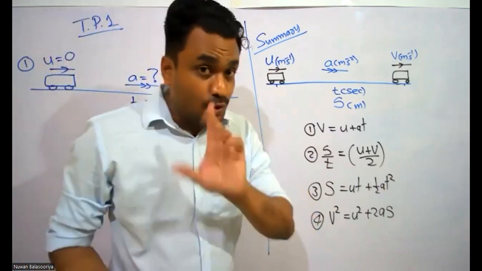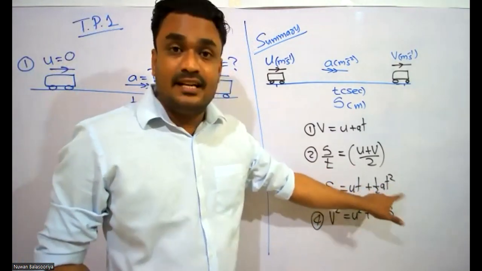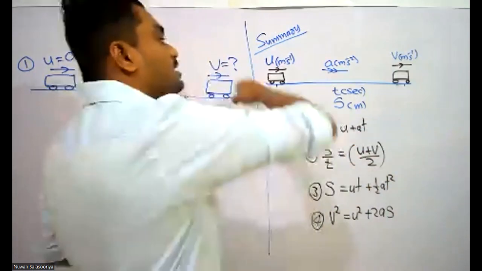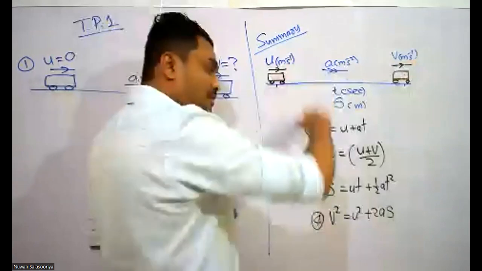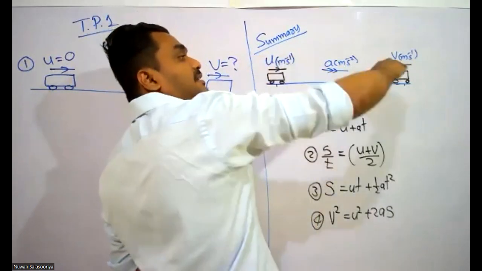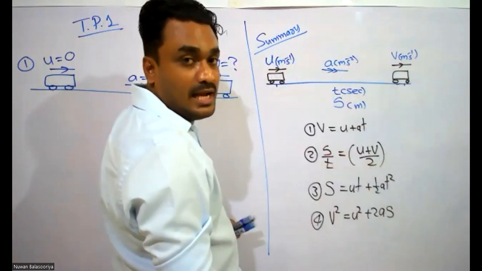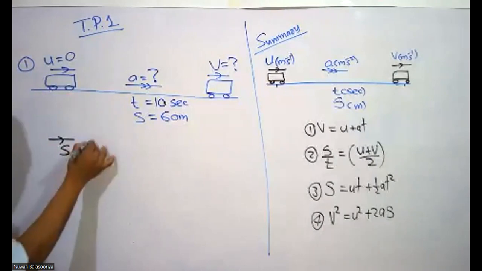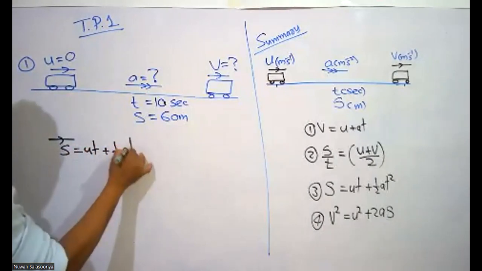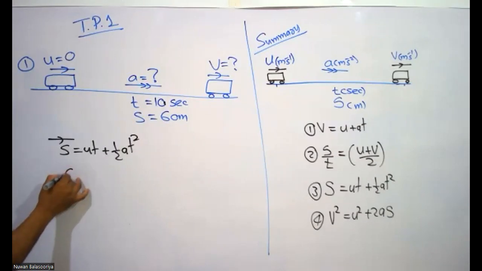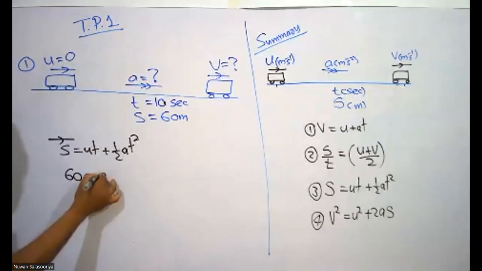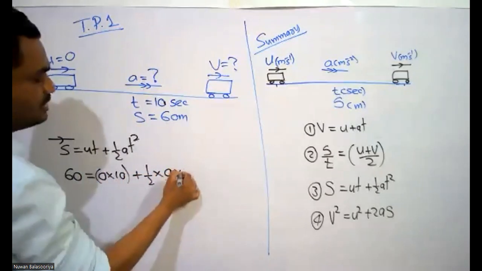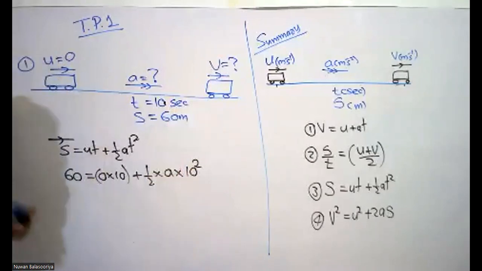You should remember that displacement, velocity and acceleration are all vectors. Vectors have magnitude and direction. The object is moving to my right-hand side. Therefore, whenever I apply an equation, I should indicate the direction as right-hand side because they are vectors. So let me use the equation S equals ut plus half a t squared. Displacement is 60, initial velocity is 0, time taken is 10, plus half, acceleration is a, time taken is 10, and square of that.